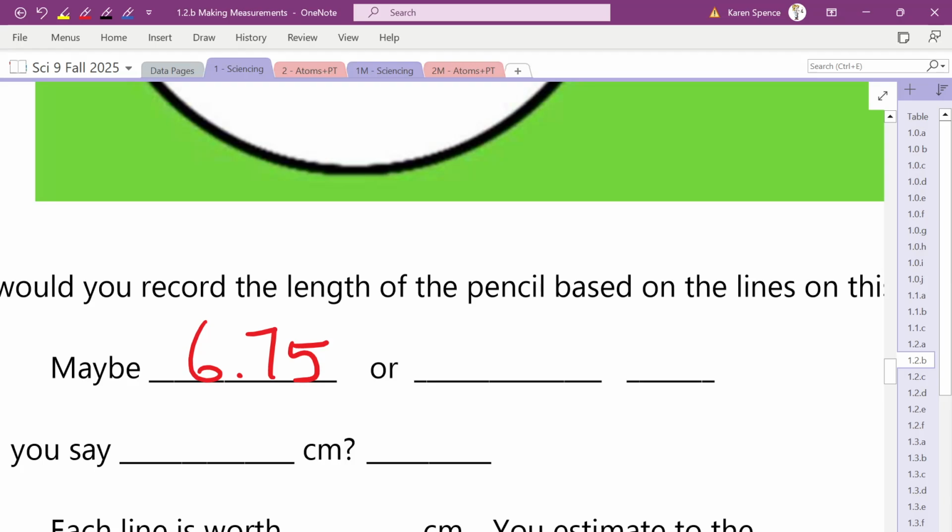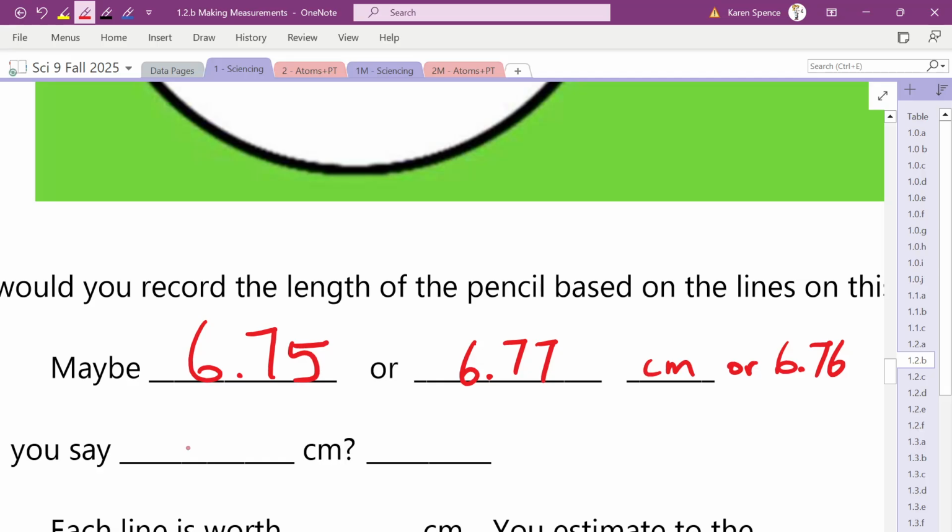What else? Yeah. 6.77. Absolutely. Centimeters. Anyone else want to give me one? Yes? 6.76. Absolutely. Okay.